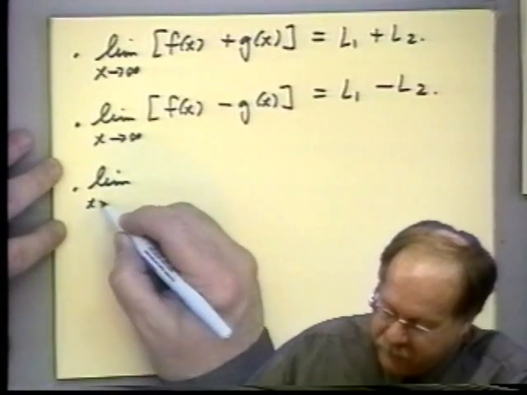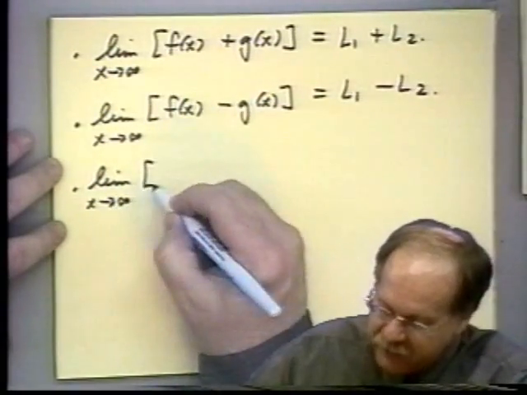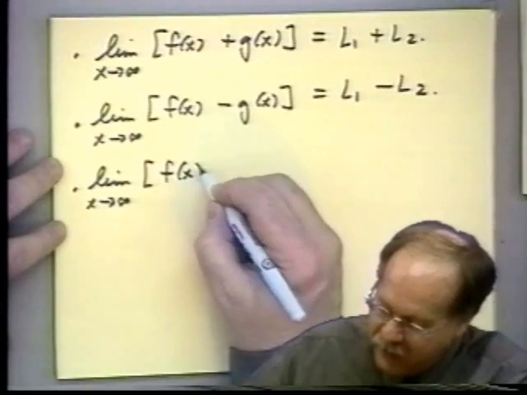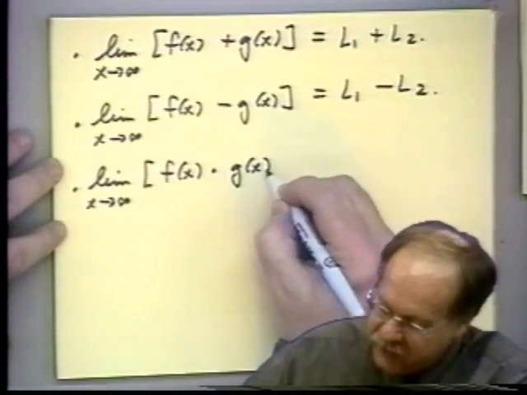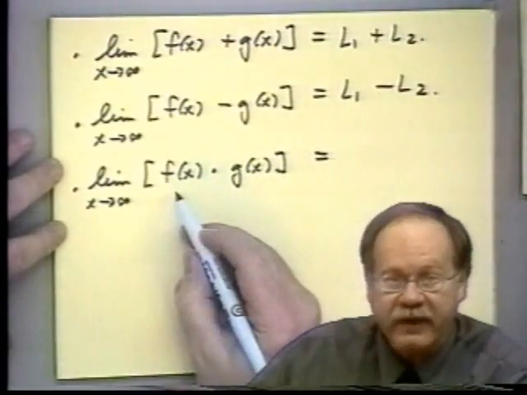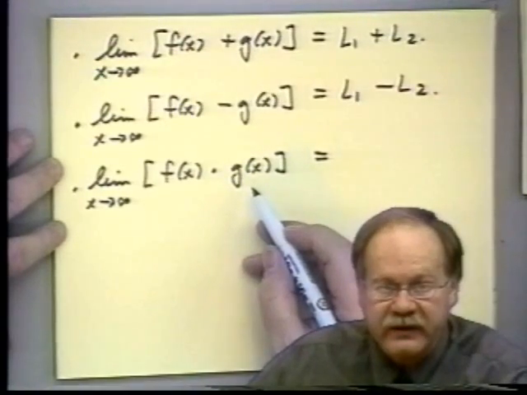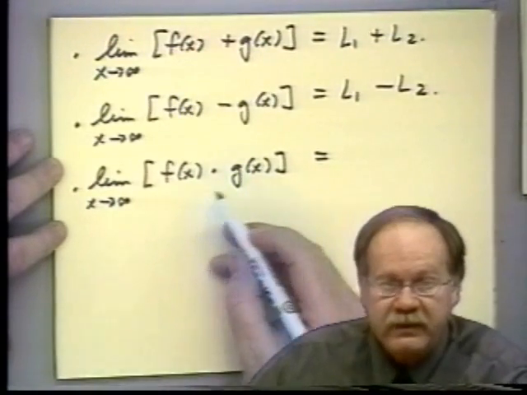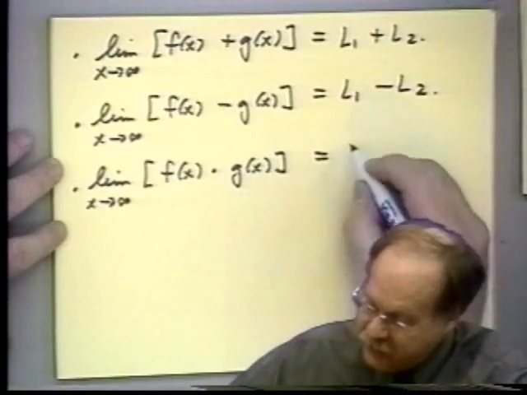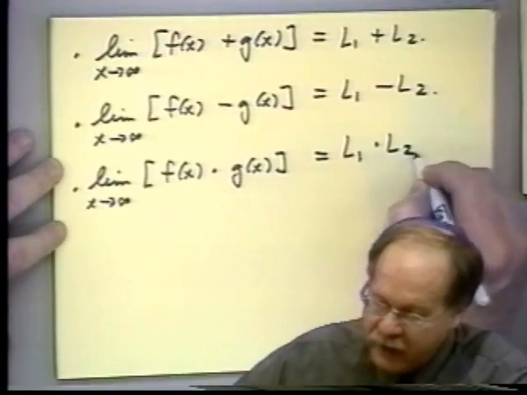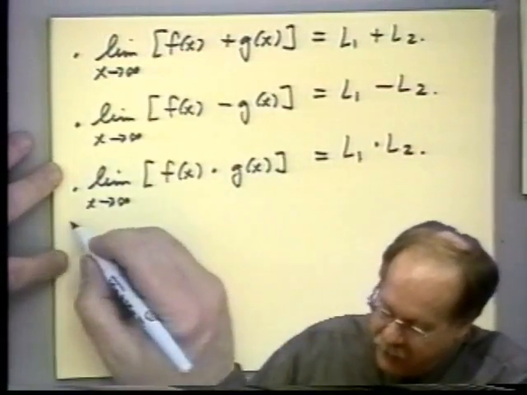The product, luckily for limits, is very straightforward. The limit of f of x times g of x is the limit of f of x times the limit of g of x. And the limit of f of x is L1, the limit of g of x is L2, so this is L1 times L2.